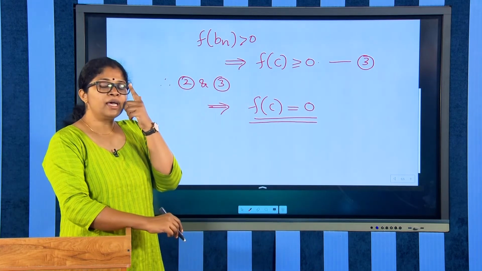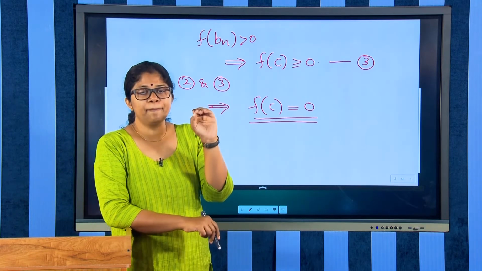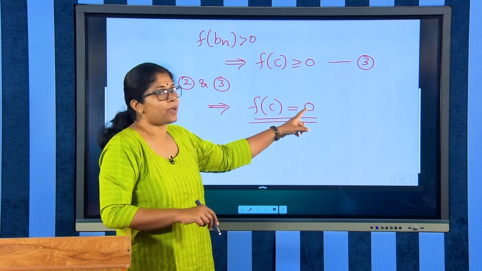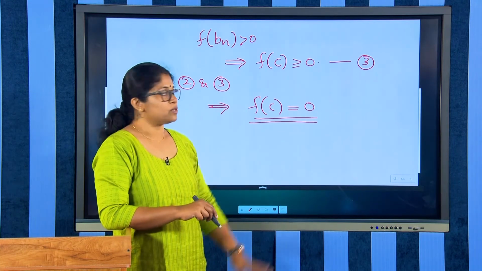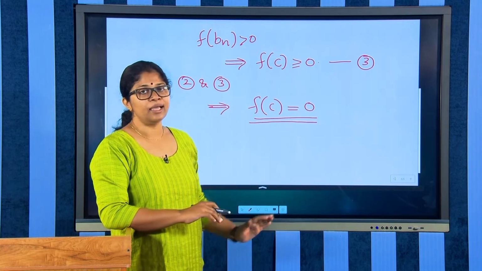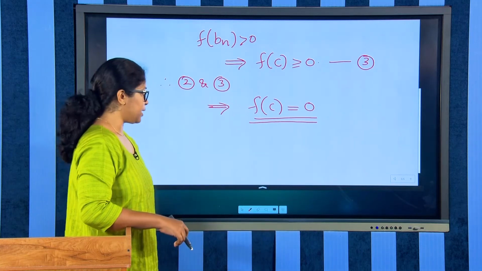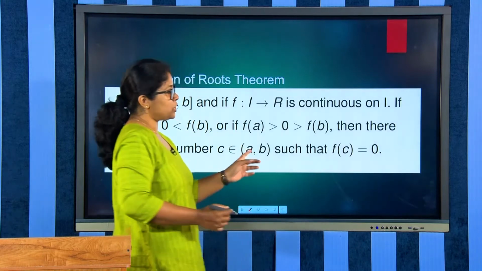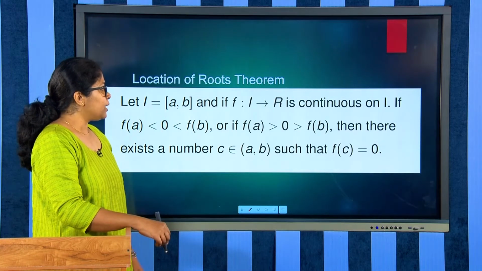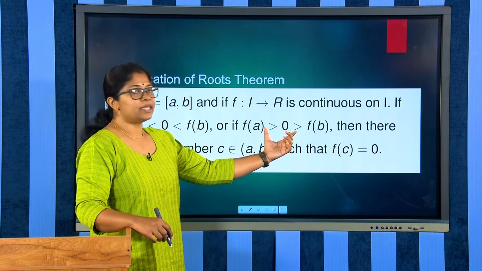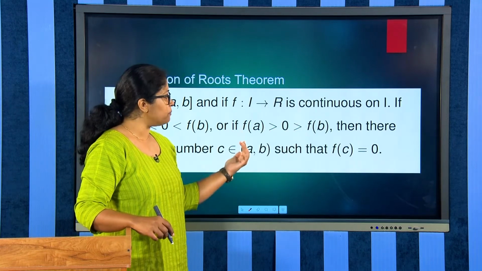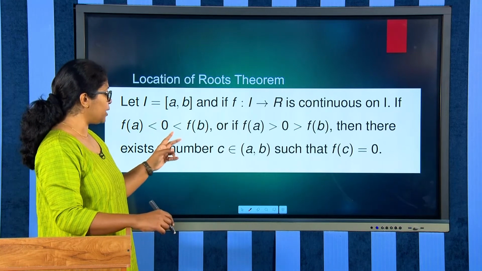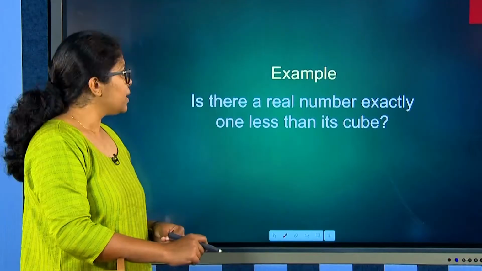So we have a particular point c between a and b where your function's value becomes equal to 0, which is exactly what is stated in the location of roots theorem. So that completes the proof of the location of roots theorem. A similar argument holds for this case as well. You can start with f of b and f of a in the reverse order.